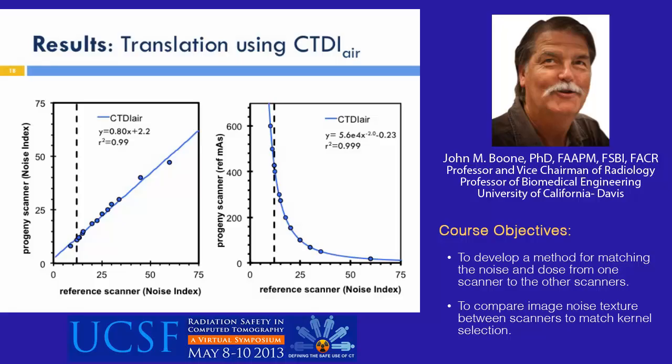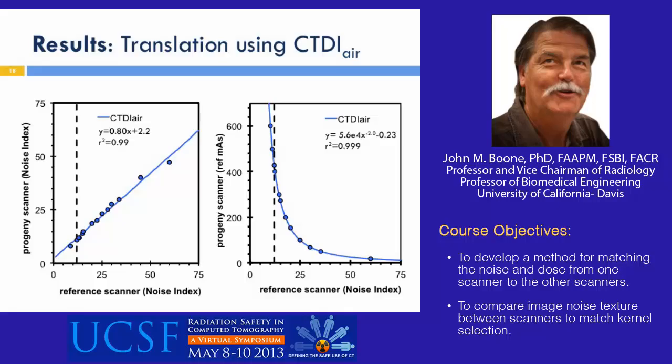On the graph on the right, however, the reference scanner refers to the GE Lightspeed 16 scanner, that's the x-axis, and the y-axis, the progeny scanner, is a reference mass, which is the term used by the Siemens AS Plus. You can see there's a nonlinear relationship there. And so this essentially provides a lookup table between the noise index term and the reference mass term between the GE 16 scanner and the Siemens AS Plus.